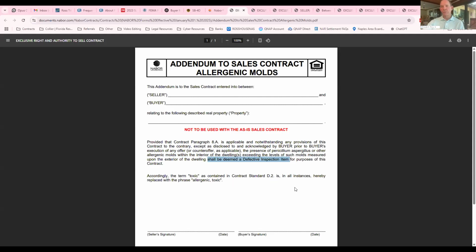Wow. Have you ever seen this one, Dad? I've never seen it. I don't like it. I would say just use an as-is contract. If you have somebody with health issues in your family and an allergenic mold might be a problem, just use the as-is.